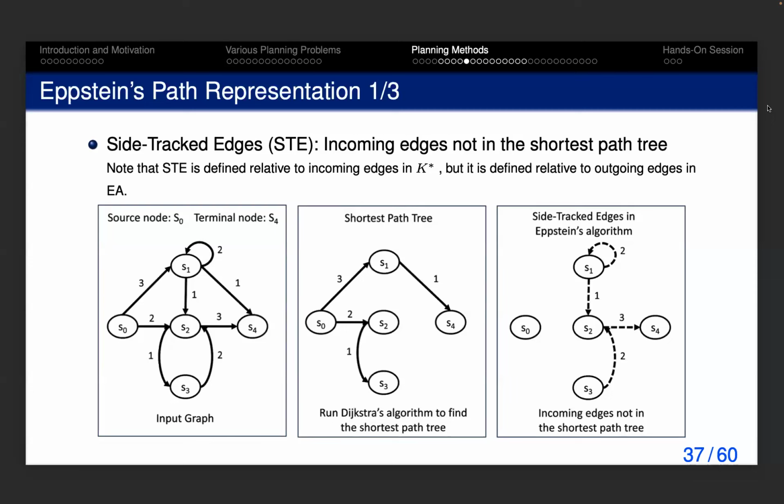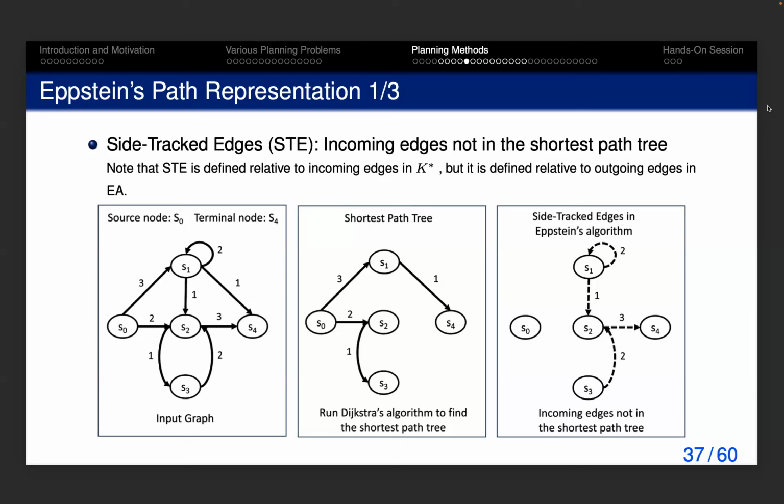Dynamic programming, or this kind of representation for paths, is very nice in Epstein's algorithm. Any path in a graph can be represented by sidetracked edges. The definition of sidetracked edges is the edges that are not on the shortest path. In the case of K-star search, you actually obtain this shortest path tree by maintaining the search tree with the A-star that maintains the best path to each node.